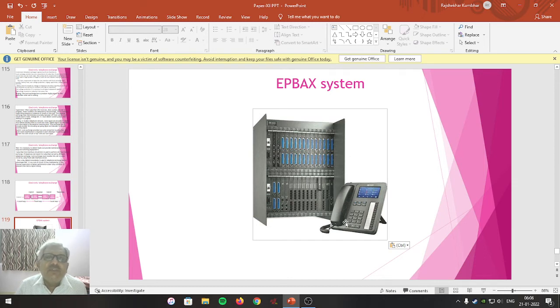Well, it is a small telephone exchange. We can consider it similar to our public telephone system, but the use of this system is for a limited area within the campus.